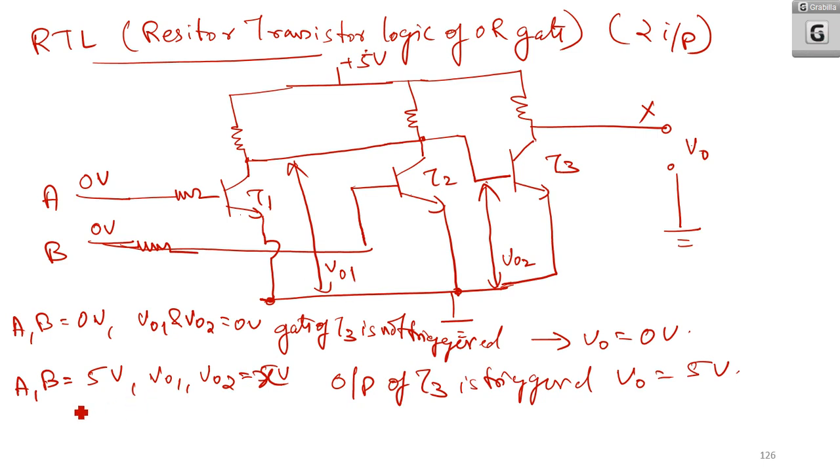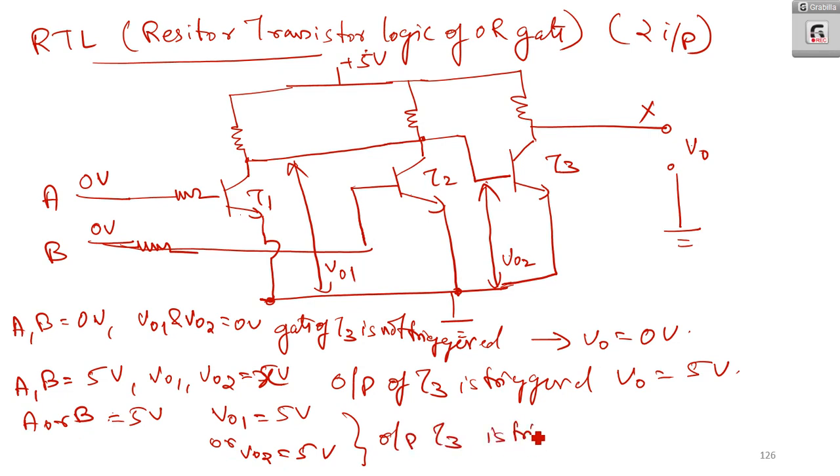and V0 is equal to 5 volt. Similarly, if A or B, any one of them is 5 volt, that means either V01 will be high or V02 will be high. In both these cases, output of T3 is triggered, and this 5 volt appears in V0. V0 is equal to 5 volt. Okay. So that is basically the resistor transistor logic of the 2-input OR gate.